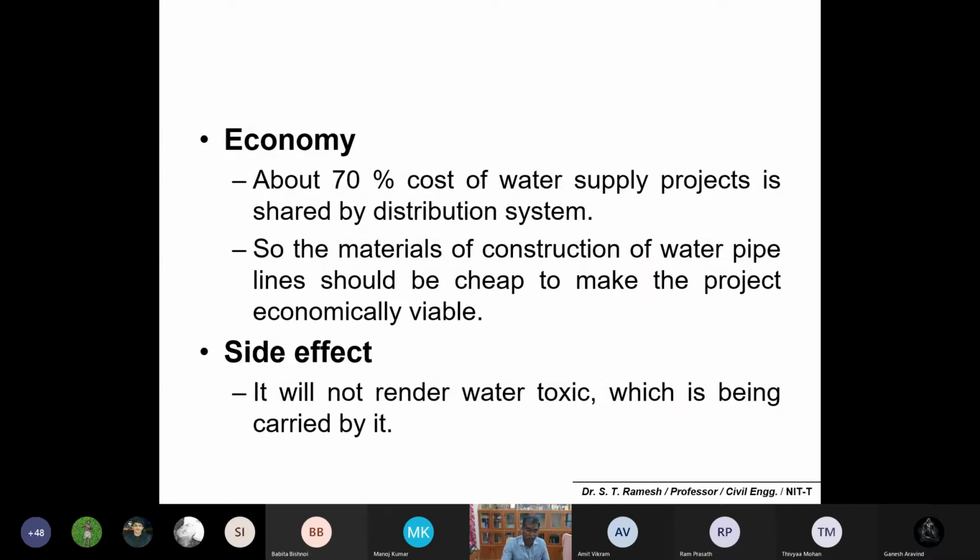And normally, in any water supply project, they may spend 70% of the water supply cost only on distribution. Please make a note. So whatever pipe material you select may be very cheap and also economically viable. That's the next point. And whatever pipe material you select or choose should not render the water toxic.